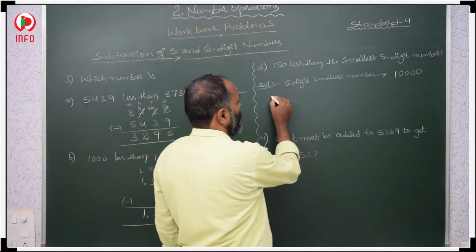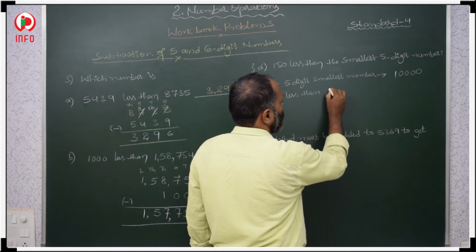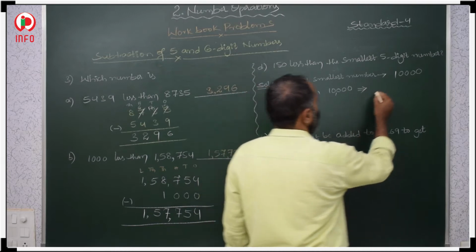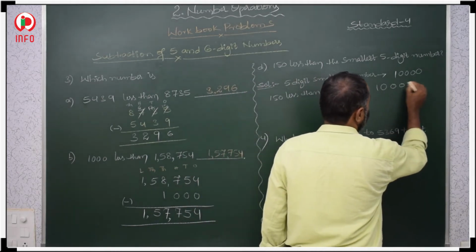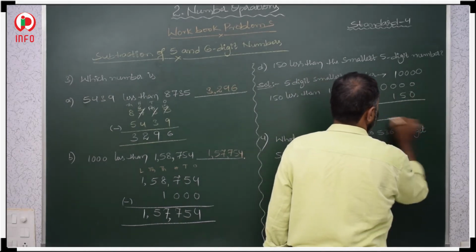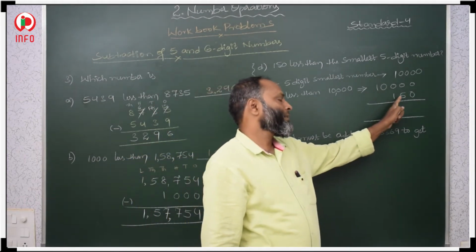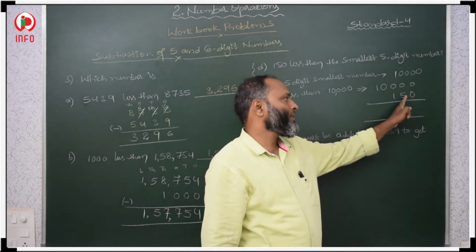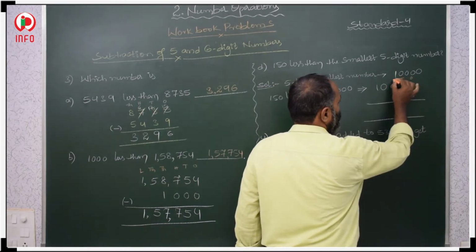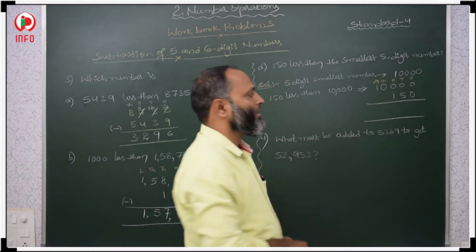Then 150 less than 10,000. 10,000 and 150. We have to keep 150 like this. Don't keep from here, from lakhs place. You keep from hundreds, tens and ones. This is ones, this is tens and this is hundreds. This is ones place, tens place, hundreds place, thousands place, 10,000s place.